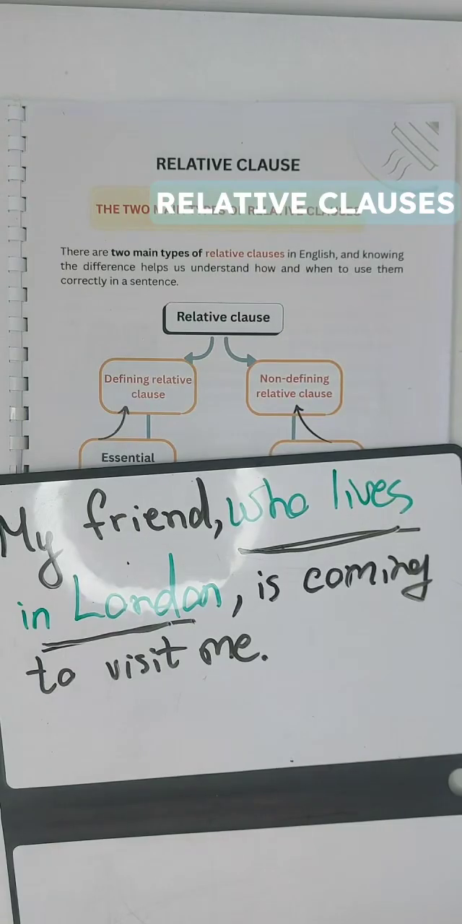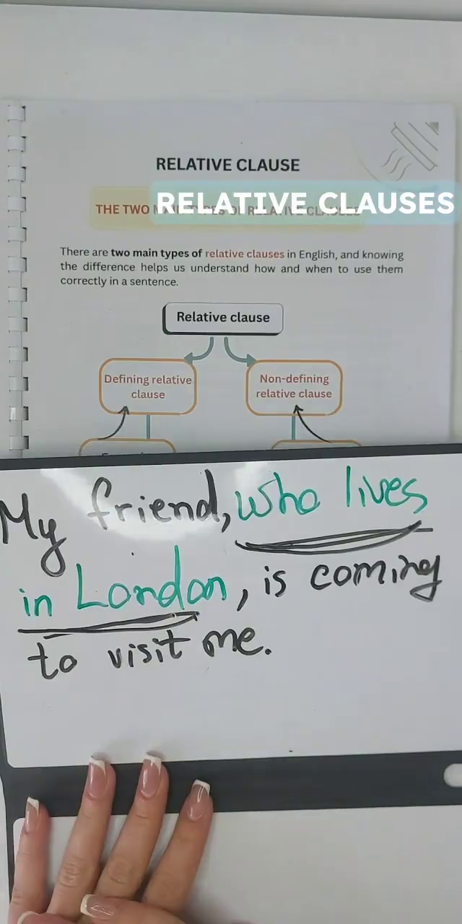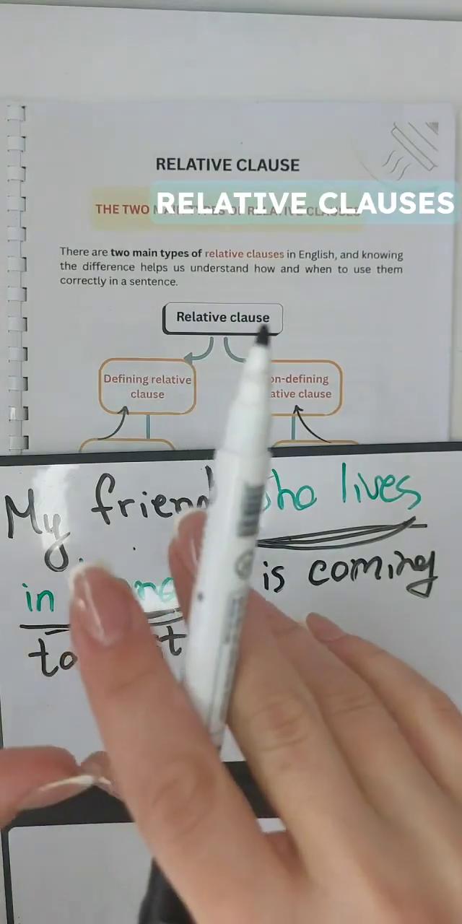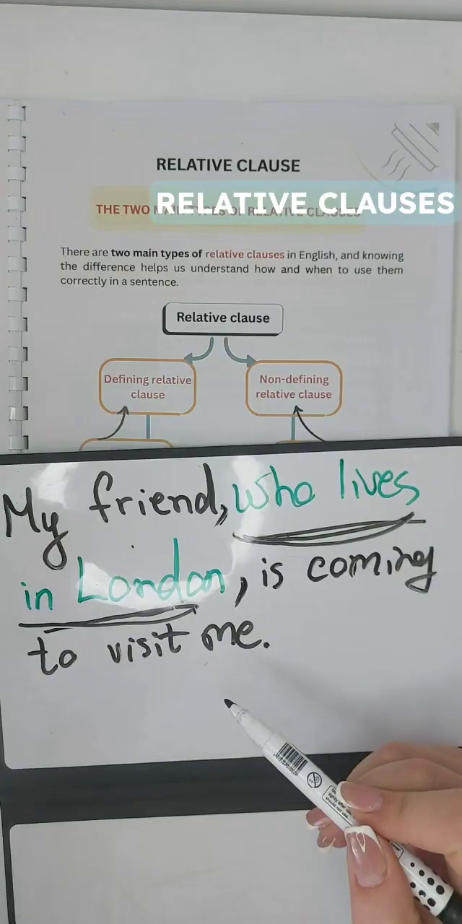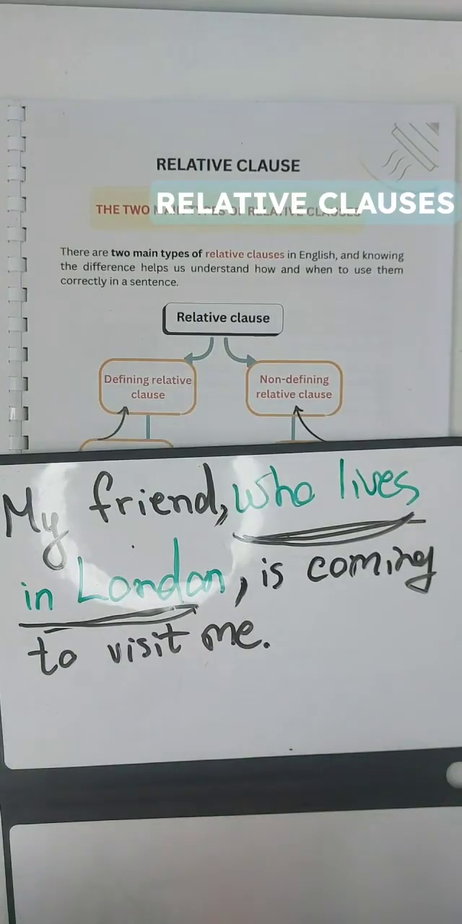Okay, but is this information essential to identify my friend, or is it just extra information that my friend lives in London? Okay. When we have commas, well done, Xiao Xiao, exactly, this is extra information.